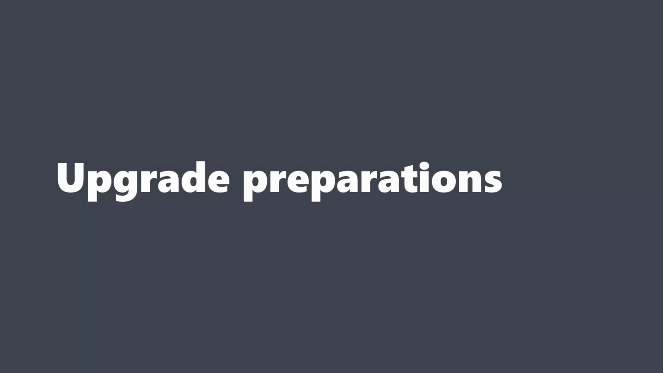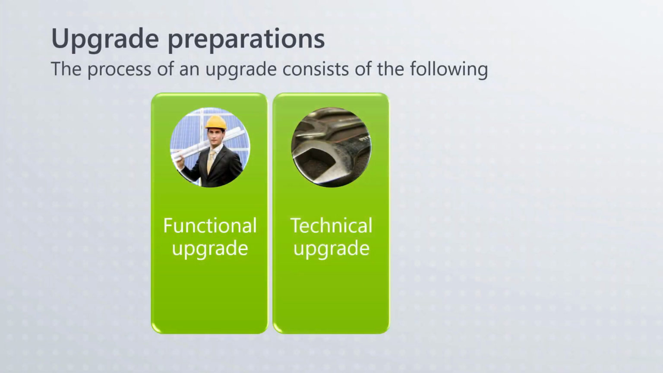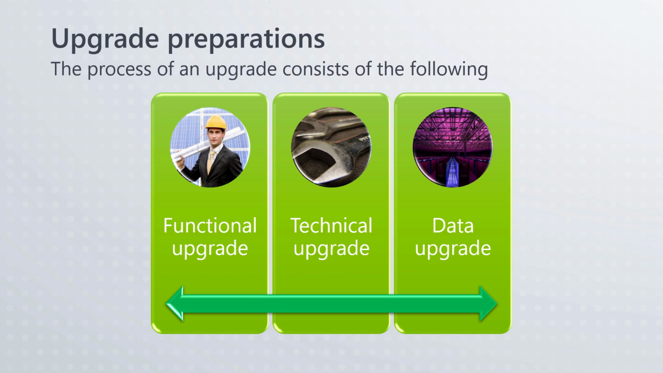Now, off to the second part of my session, upgrade preparations. The process of upgrade involves 3 stages: functional, technical, and data upgrade. But some of these stages can execute in parallel with each other.